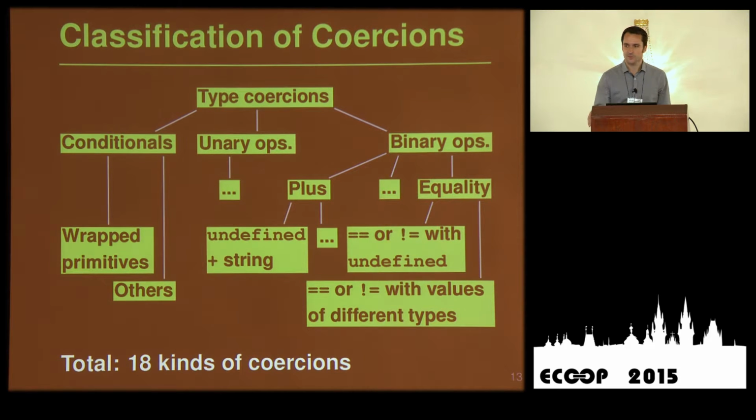So we basically went through the specification and looked at all situations where coercions can happen in JavaScript. Broadly speaking, coercions can happen in conditionals, in unary operations, and in binary operations. And we further divided these groups into subgroups. This categorization is done such that each class can be classified as either likely harmless or potentially harmful.